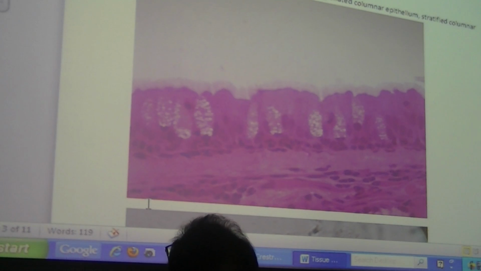Now the slide here is the pseudostratified ciliated columnar epithelium. Pseudo means false. If you look at these cells, they are pseudostratified. Stratified means many layers. These cells are arranged in one layer, but they look like several layers or more than one layer. That is why they are called pseudostratified, falsely layered. They are actually in one layer.